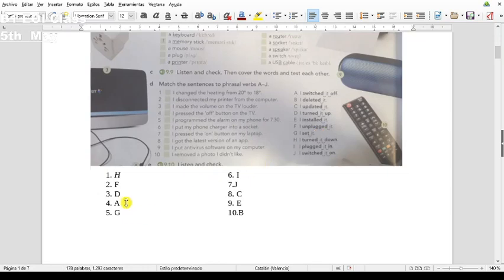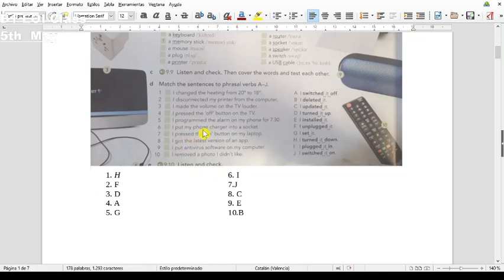3. I made the volume louder. Pujar el volumen, turn it up. Girem la rodeta i la pugem, turn up the volume. 4. Press the off button. Per tant, què fem? L'apaguem. Switch off és apagar. Switch it off.